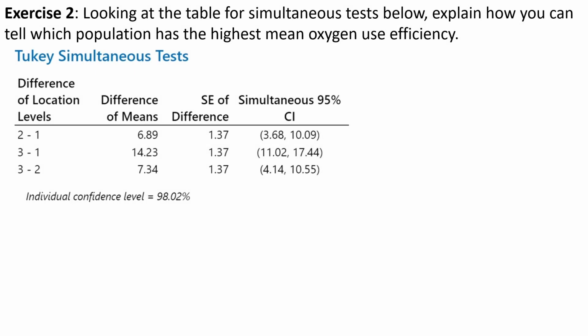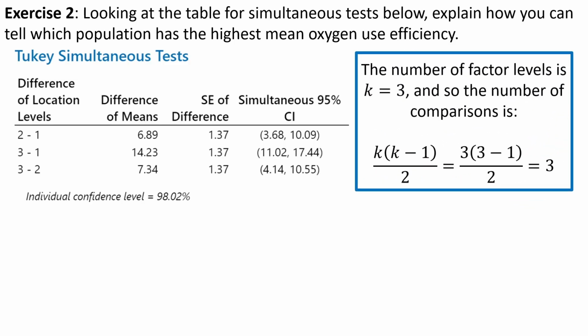Looking at the table, since we rejected the null hypothesis, we can conclude that the population mean is different for at least one of those three locations. And here now we have a table, and we can figure out where those differences are. Looking at this table, we can see that all three intervals are positive, indicating that for every pairwise comparison, those population means are different.